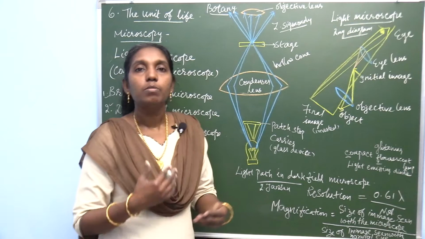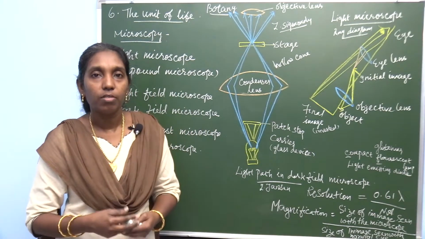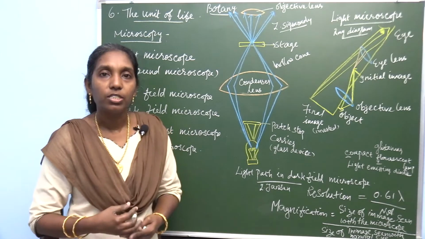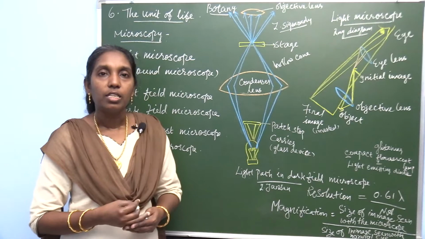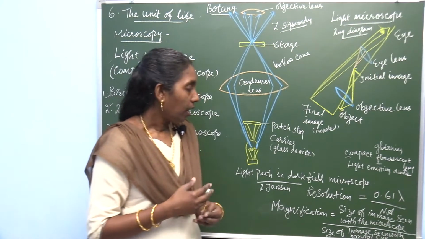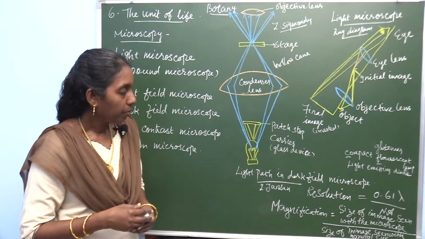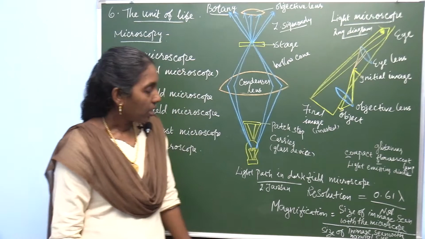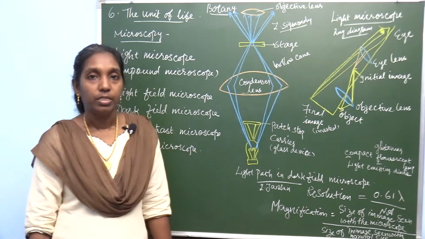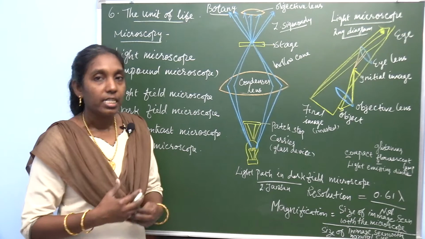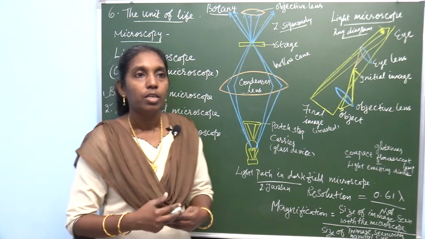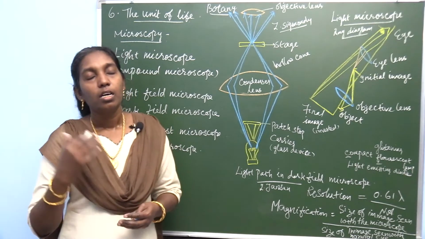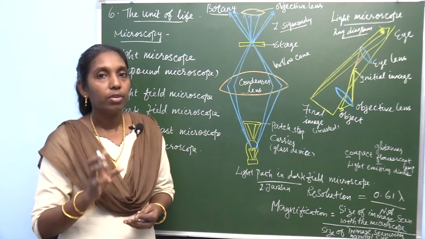Before that, this microscope has the properties of light, and the lenses have three properties: resolution, magnification and numerical aperture, NA. So magnification, resolution as well as the numerical aperture. So what is meant by resolution? Resolution is otherwise called resolving power.